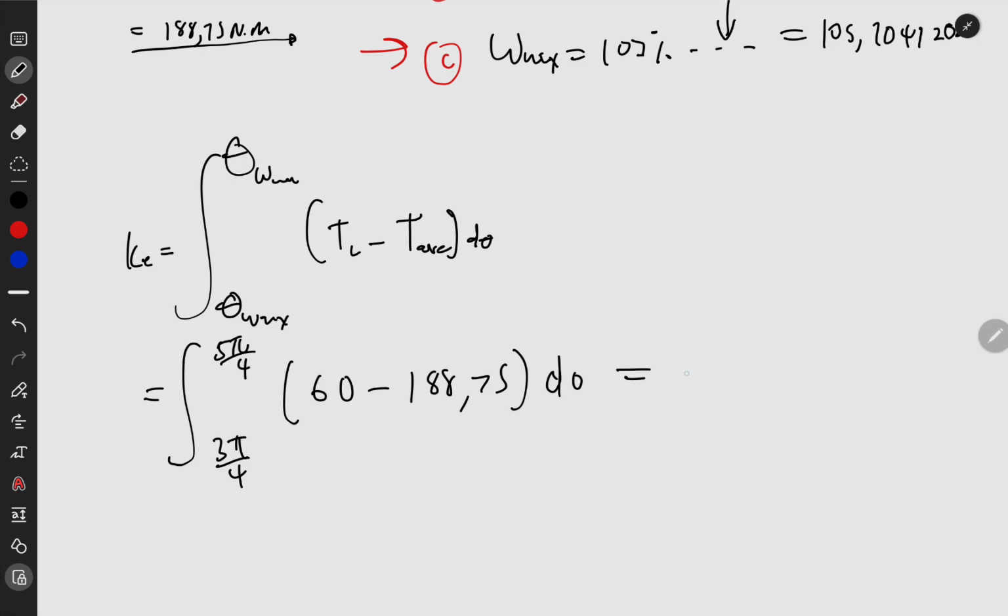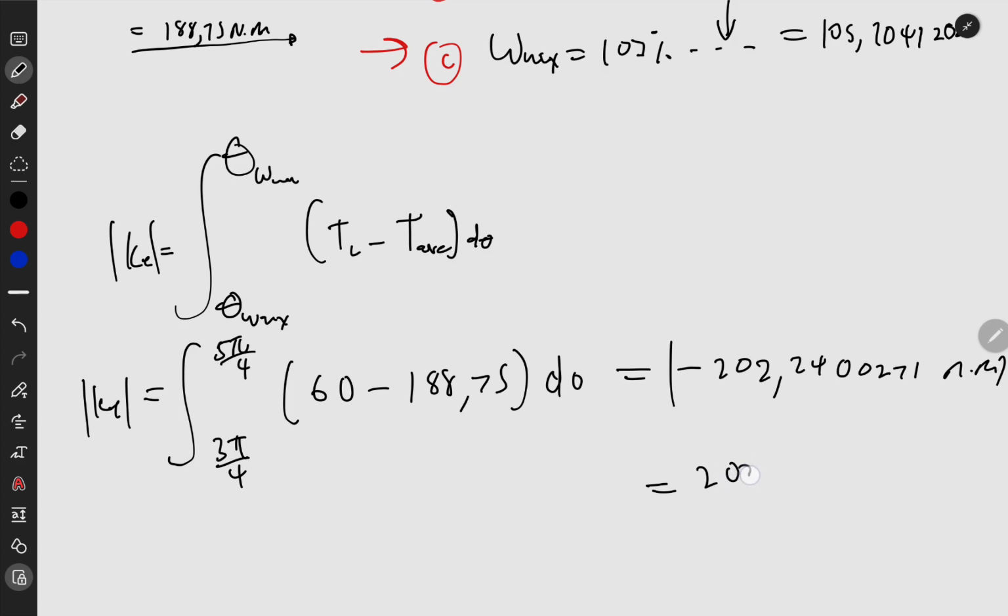Remember, if I'm doing this, I'm getting something minus 202.24 and a lot of zeros, and then 271. Okay, this is energy, in N.m. Also, we are taking absolute here. This is an absolute, so it's an absolute energy. So it's literally 202.24. Okay, that's our answer.